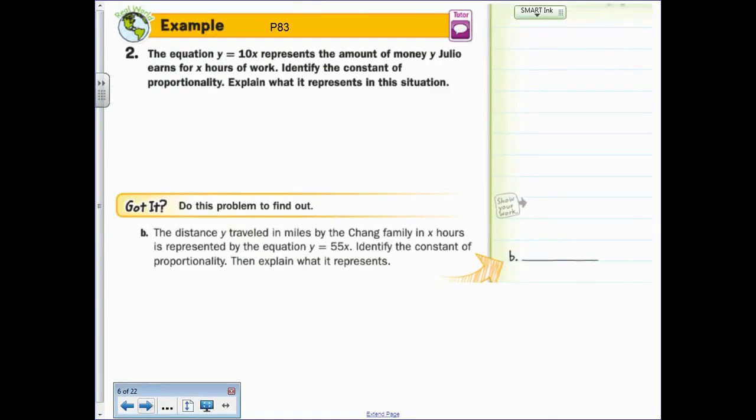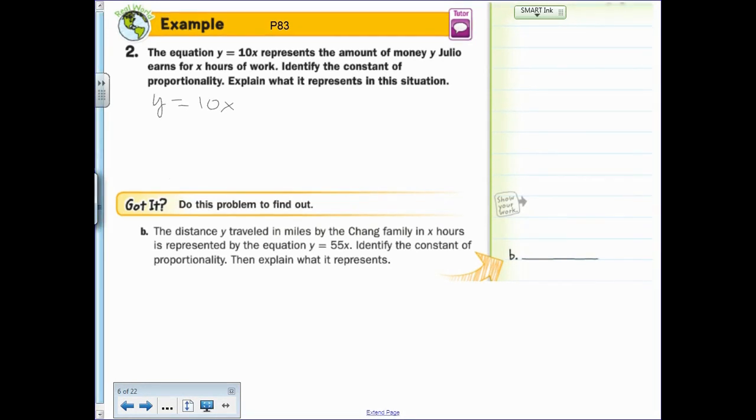Let's move on to example 2. It says the equation y equals 10x represents the amount of money Julio earns for x hours of work. Identify the constant of proportionality. Explain what it represents in this situation. So we have y equals 10x. And we're looking for, what is k? Well, k is 10.